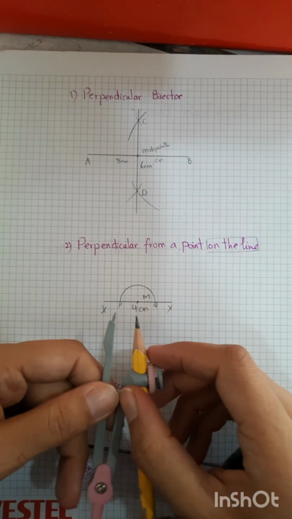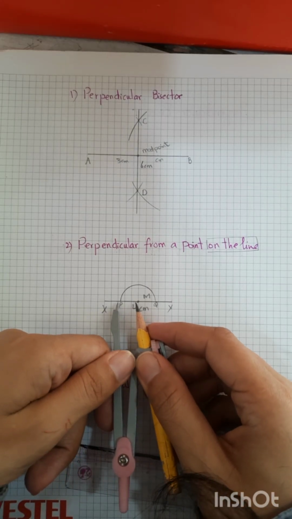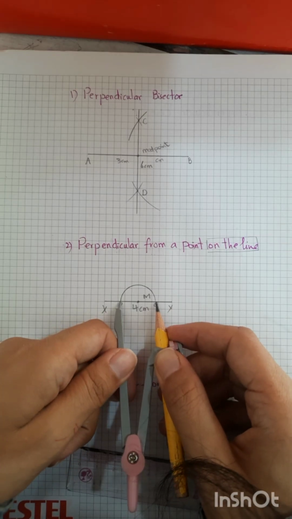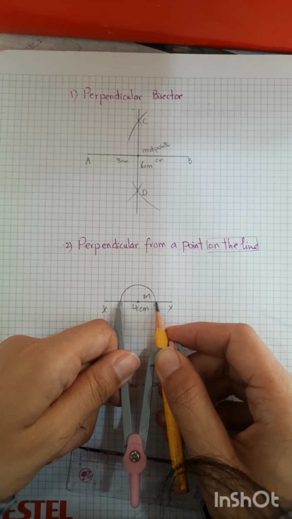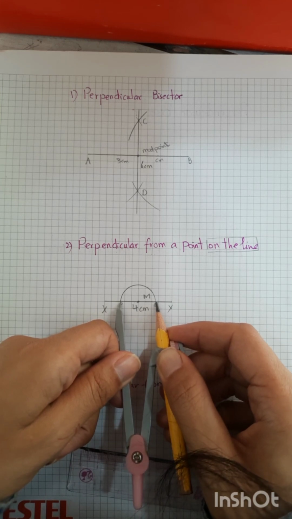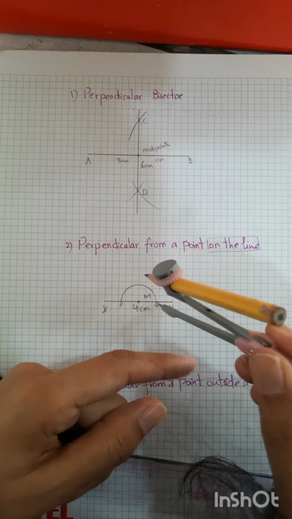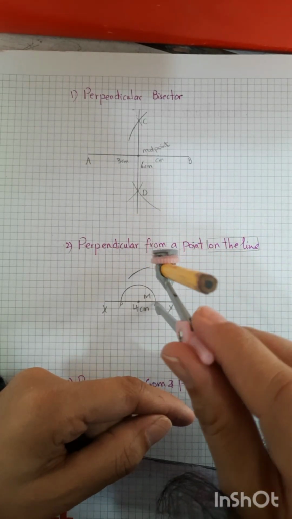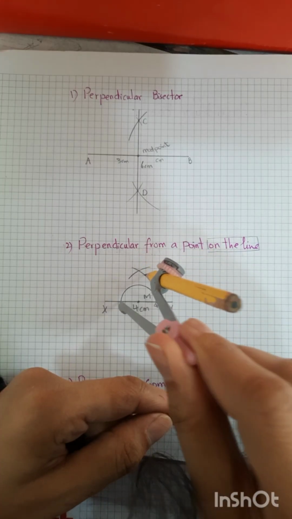What's next is you have to open the compass to more than half of this radius. For your ease, what I can suggest is you take the length from P to Q. Open your compass to this length, and then keep your compass at point Q. Draw an arc like this. Next, keep your compass at point P. Draw an arc like this.